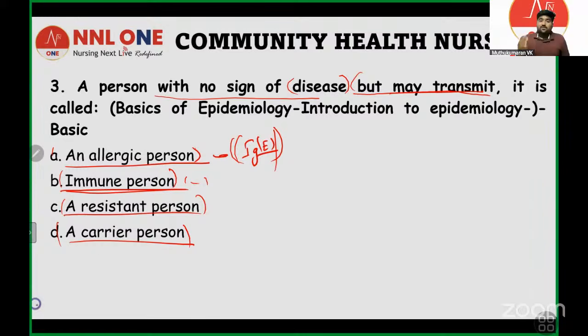So the iceberg phenomenon suggests that asymptomatic carriers are submerged. Okay, consider this is a sea. So mostly asymptomatic carriers are submerged. These are infected people. The tip suggests the visible cases. Okay, this is the given example. I hope it is clear. A person with no sign of disease but who may transmit a disease is called a carrier person.